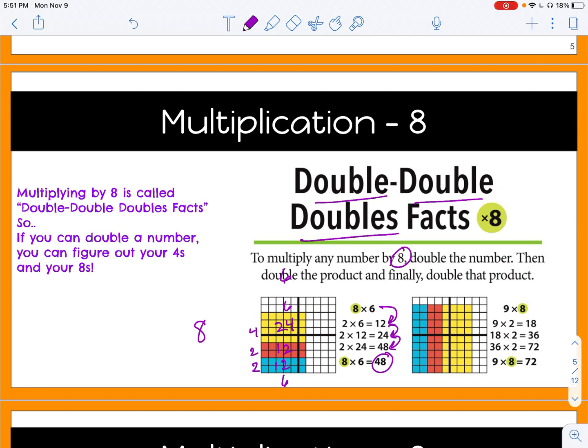So, 9 times 8? Same thing that we did over there with the 8s. So, I have 9 total. I have 8, but really I have a 2, and a 4.